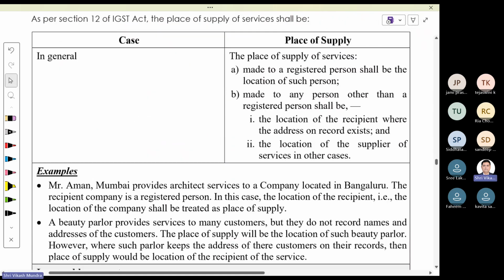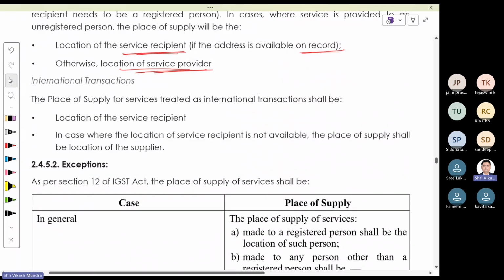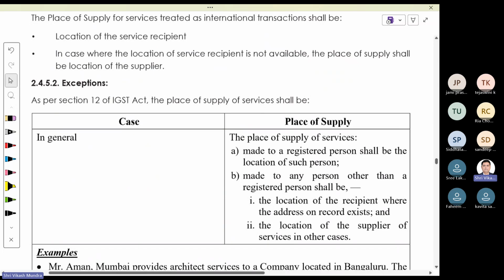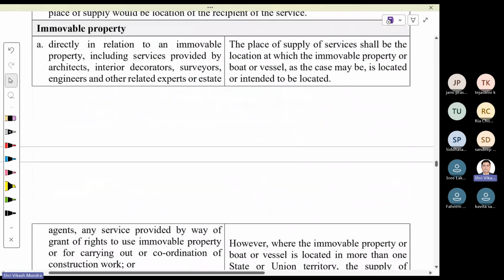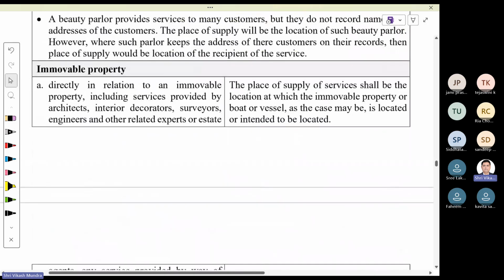These are the general rules which are required to be followed while determining the place of supply in case of supply of services. In case of immobile property, any services relating to immobile property, the place of supply shall be considered where that property is located or intended to be located.